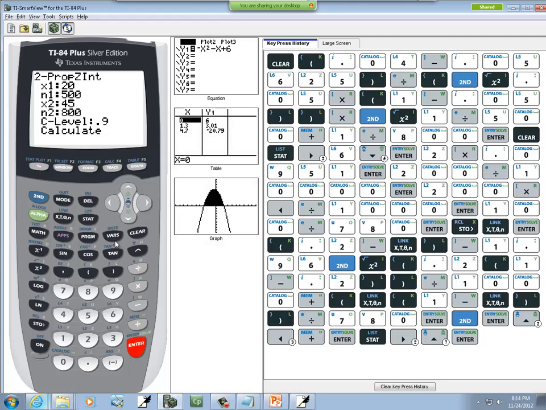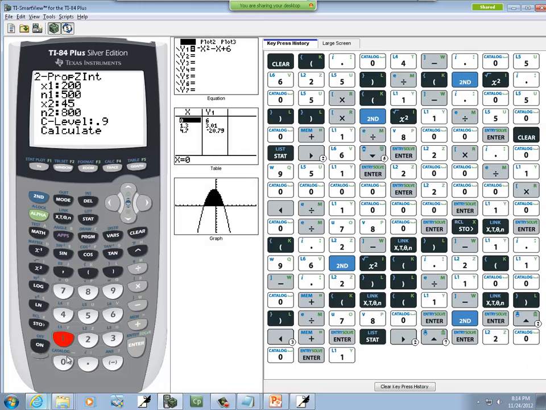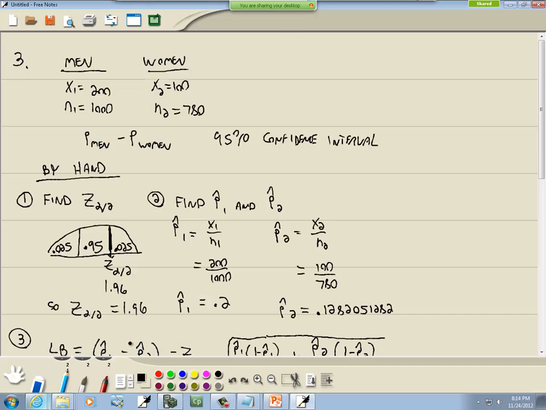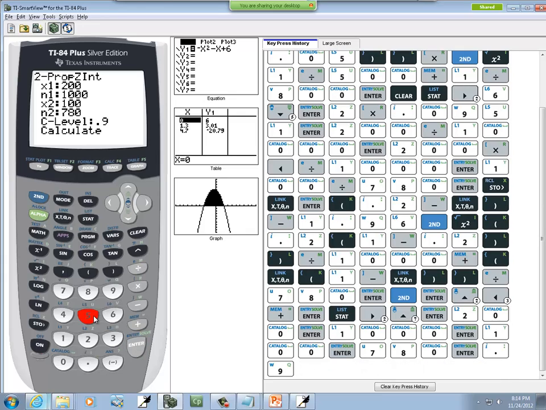x1 was 200. We want n1, which is 1,000. We want x2, which is 100. And we want n2, which is 780. C-level, which we want 95%, so I'll put in 0.95 and choose calculate and enter.